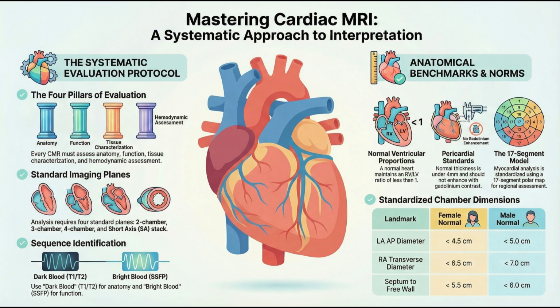So we've set up our planes. We know where we're looking. Now let's talk about how we're looking. We said for anatomy, we use dark blood. But for these pumping movies, the cine images, we want bright blood. Correct. For function, you want maximum contrast. You want the blood to shine bright white and the muscle to be dark gray so you can trace those edges perfectly as they move.